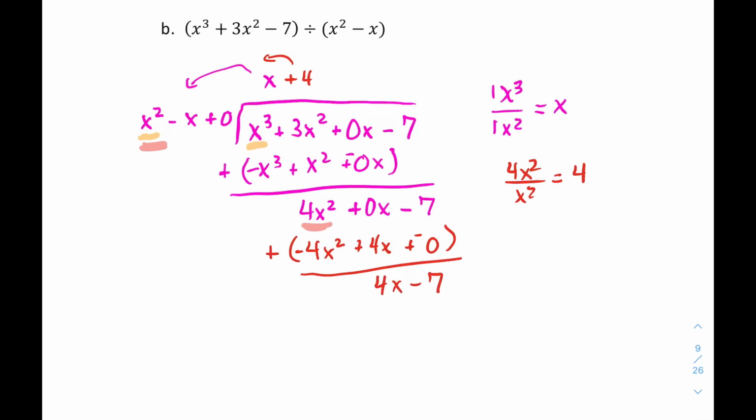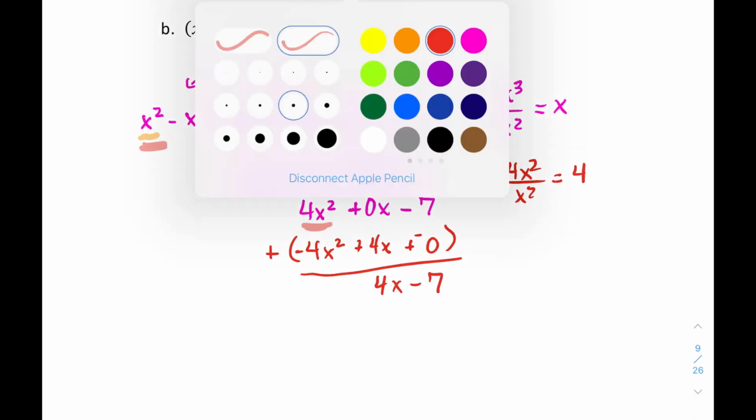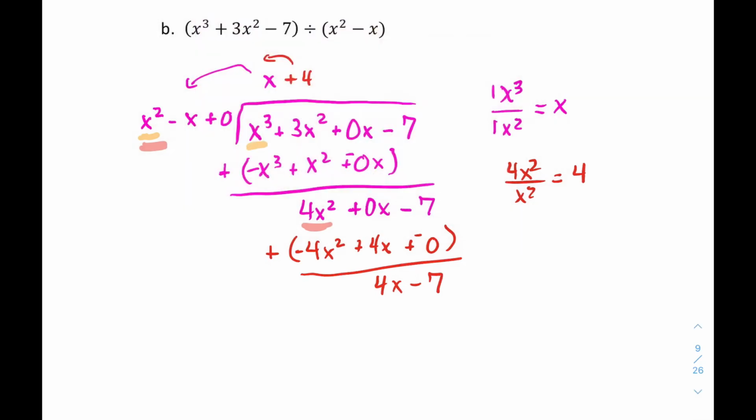And then when you go to divide that new first term of 4x by x squared, it doesn't divide in evenly because you'll have a 4x over x squared, which is going to give you an x in the denominator, which means we have 4x minus 7 as our remainder. So our result's going to be x plus 4 plus 4x minus 7 all over our x squared minus x that we were dividing by.